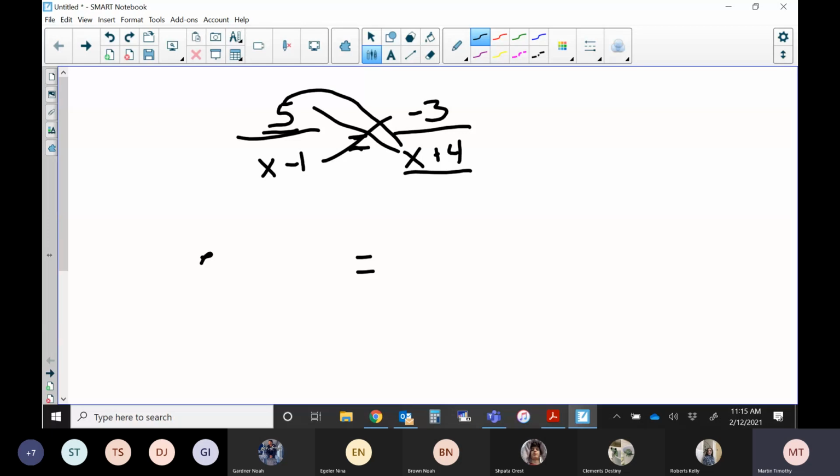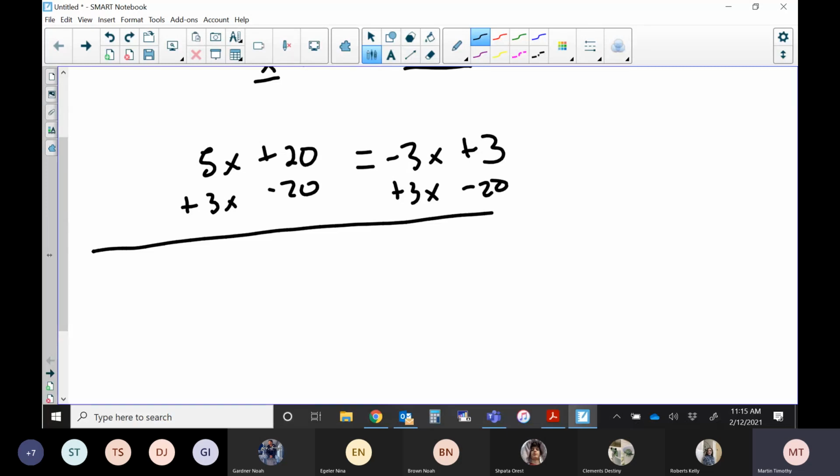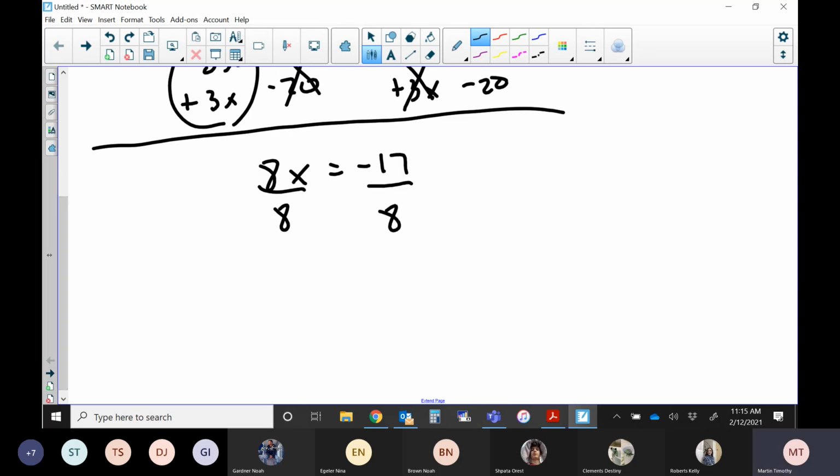5 times x is 5x. 5 times 4 is 20. Negative 3 times x is negative 3x. A negative 3 times a negative 1 is a positive 3. I am then going to combine like terms. I can isolate this one fairly easily. So I'm going to get the x by itself, meaning move the x over to this side. Then I'm going to move the 20 to the other side. Can do that all together. Cancels, cancels. That becomes 8x over here equals negative 17. Divide by 8, divide by 8, x equals negative 17 eighths.